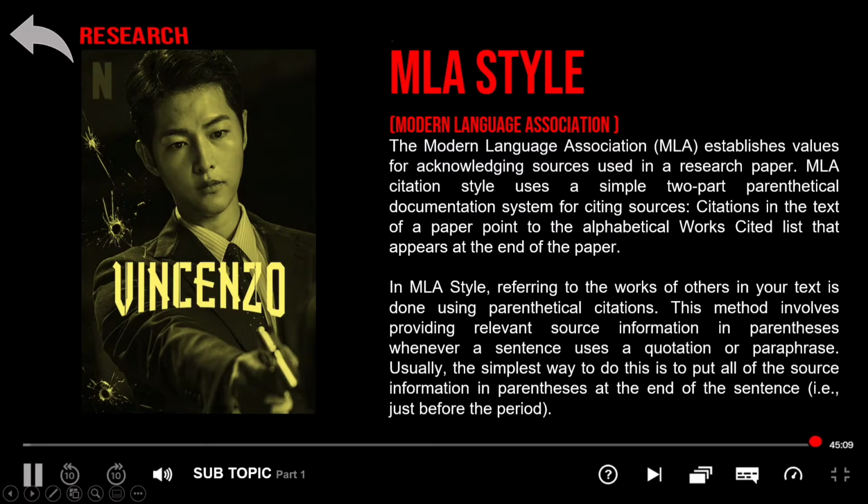Usually, the simplest way to do this is to put all of the source information in parentheses at the end of the sentence. MLA style is most commonly used to cite sources within the language arts, cultural studies, and other humanities disciplines.